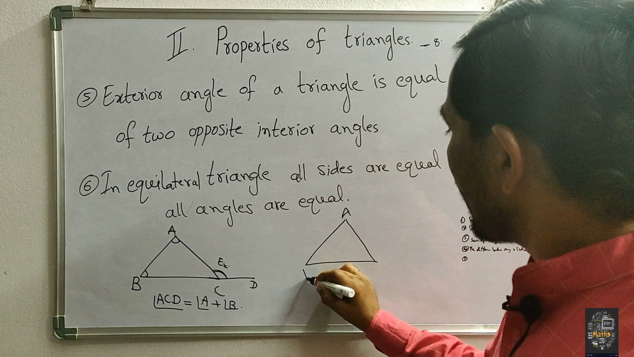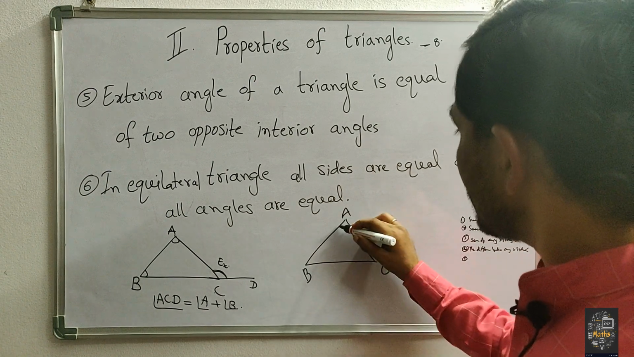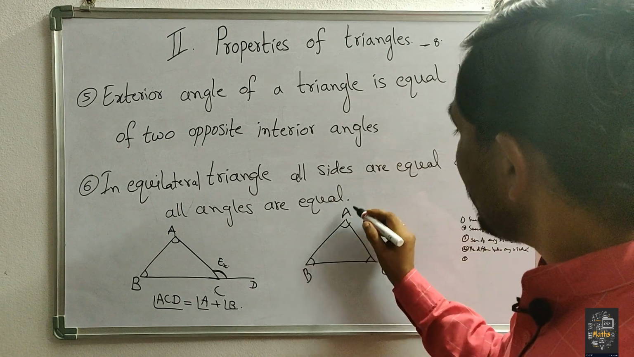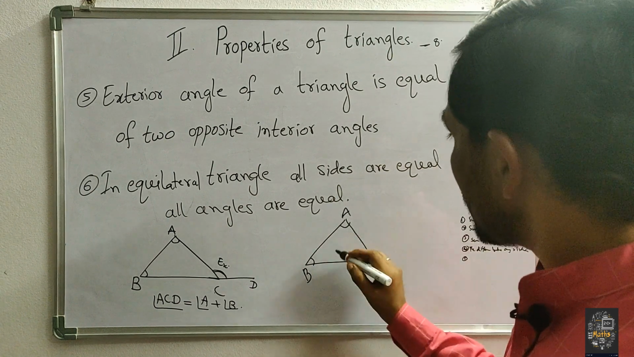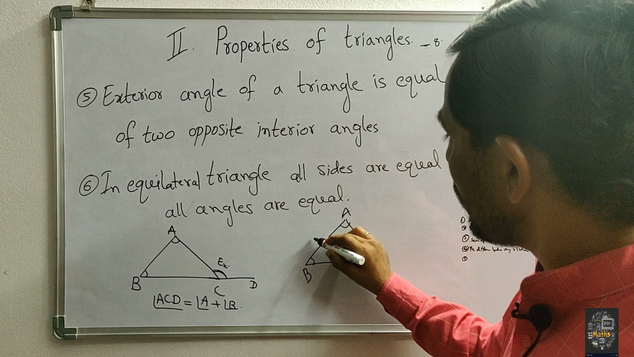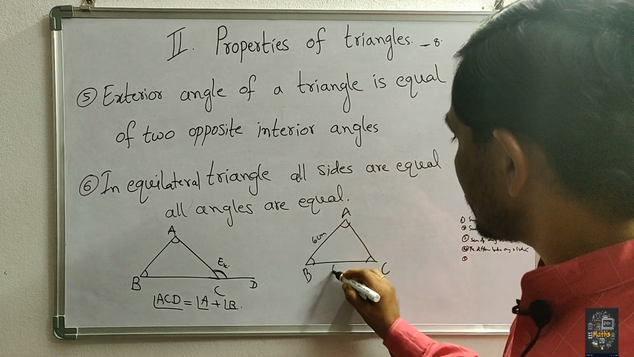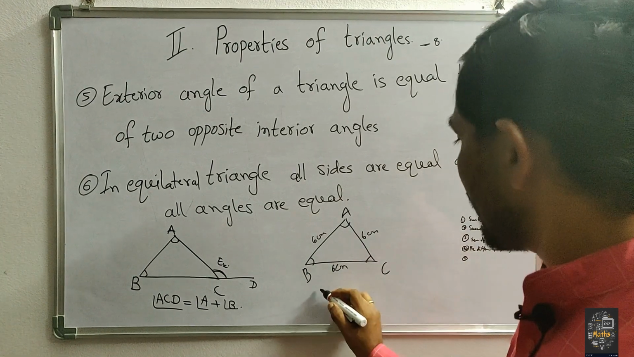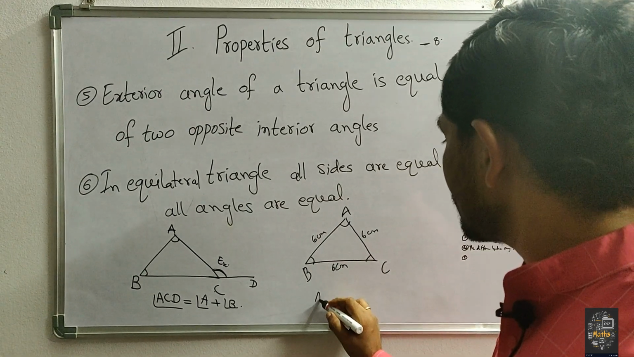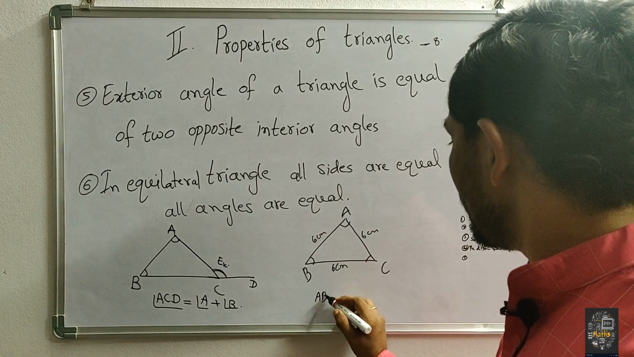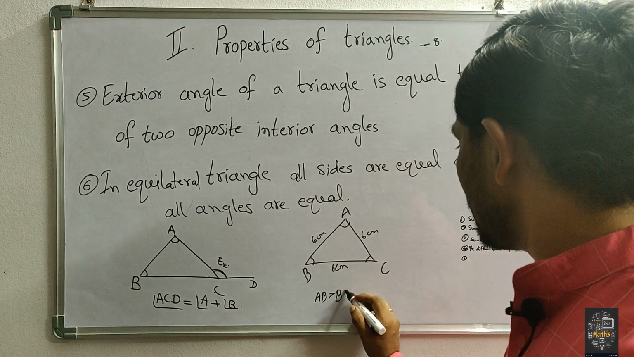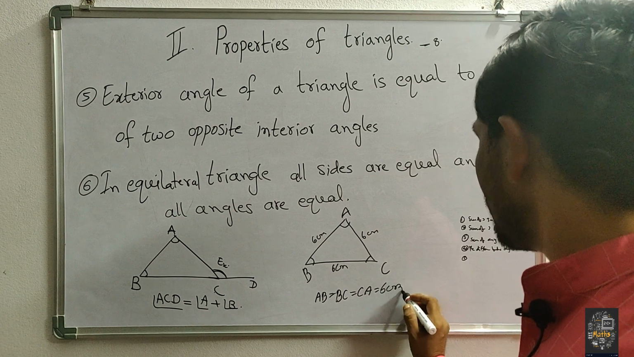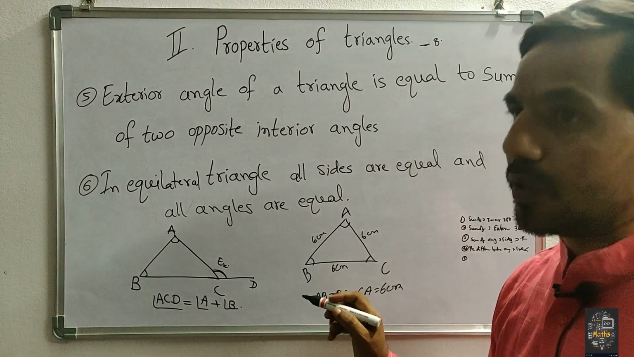Angle A, angle B, angle C. For example, AB is equal to BC is equal to CA. All sides are equal. I am taking an example of 6 centimeter, 6 centimeter and 6 centimeter, only as an example, not exactly 6 centimeter. AB is equal to BC is equal to CA is equal to 6 centimeter, means all sides are equal.